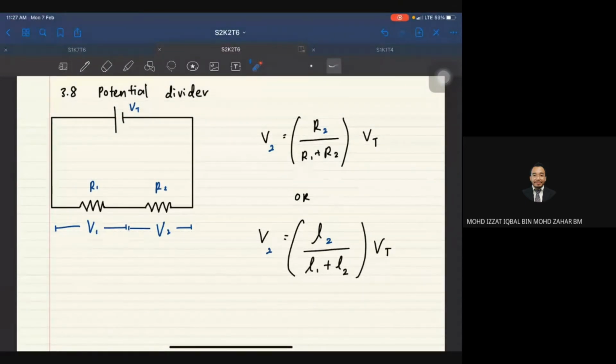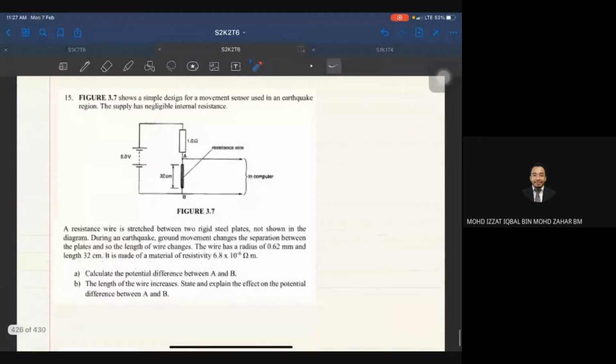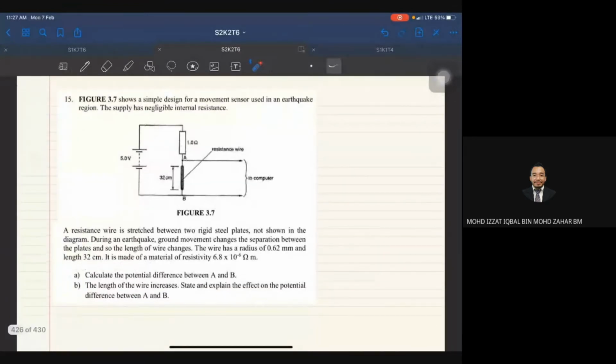Okay, if there's no question, we try to do one example. This example is actually from the tutorial questions. It looks complicated, with long sentences and so on. But let's try to focus. Okay, I give you about 1 minute. Try to read the question until the end first.